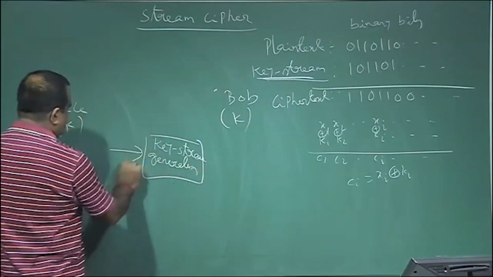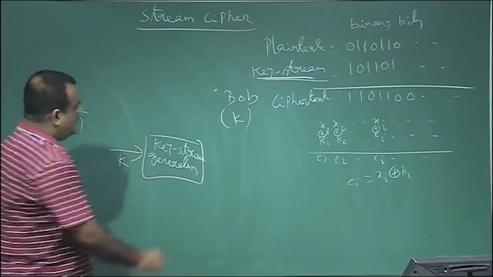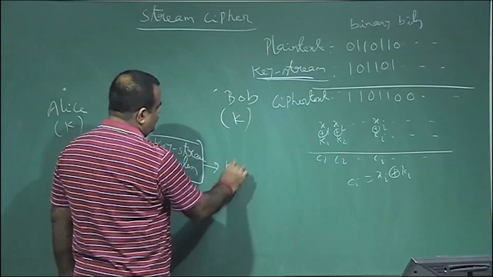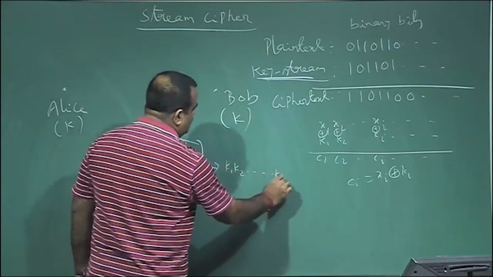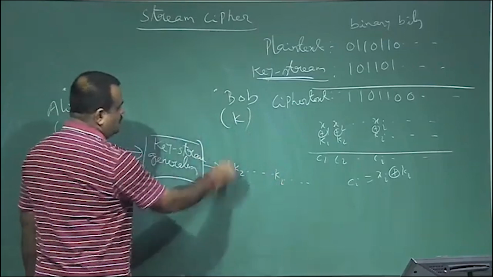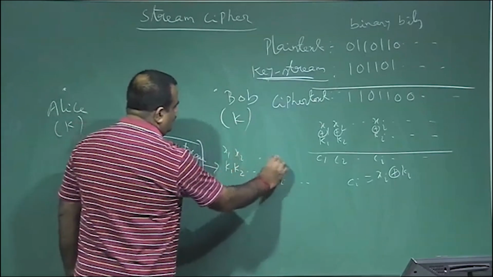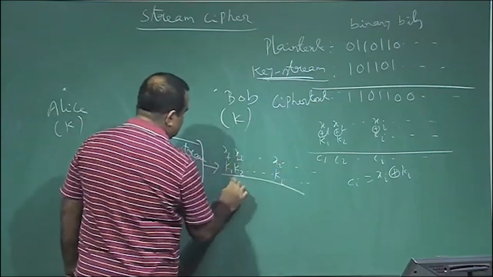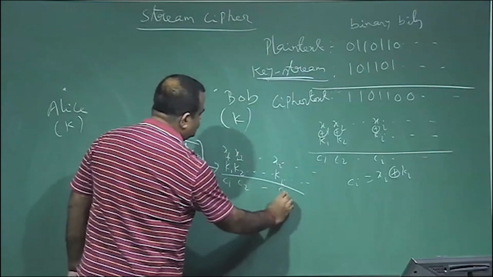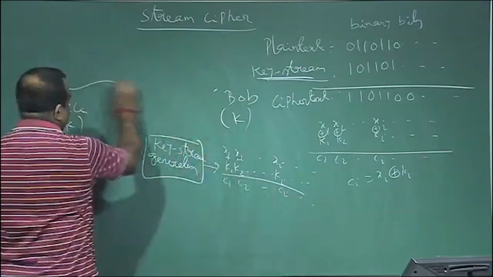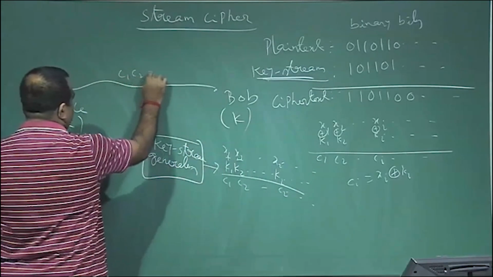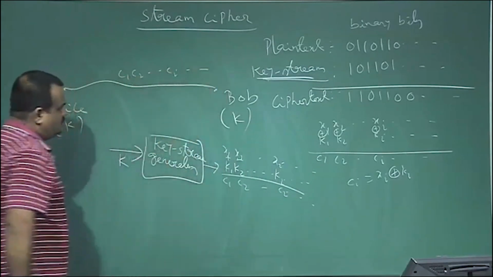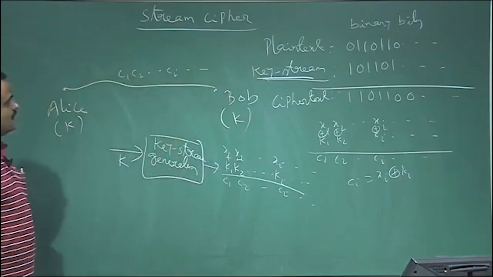So there should be a key stream generator, which takes the secret key and is able to generate k1, k2, ki and so on. And this we XOR with the plain text bits and get the ciphertext bits C1, C2, Ci and so on. And Alice sends C1, C2, Ci and so on to Bob. So this is the encryption.